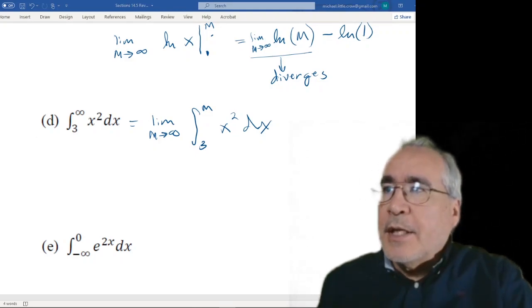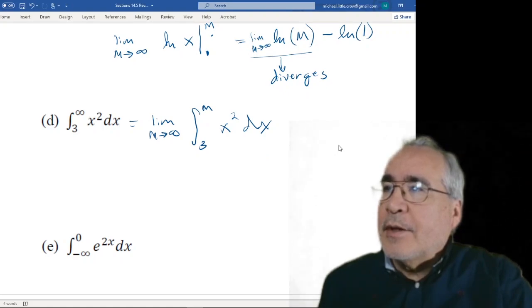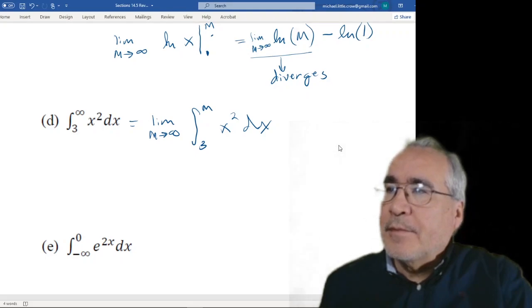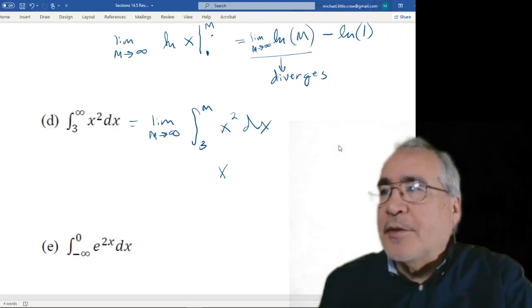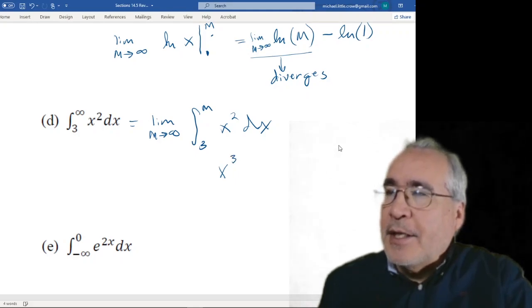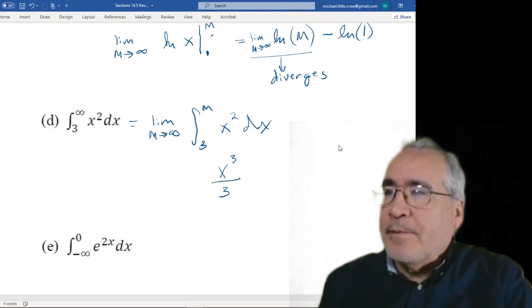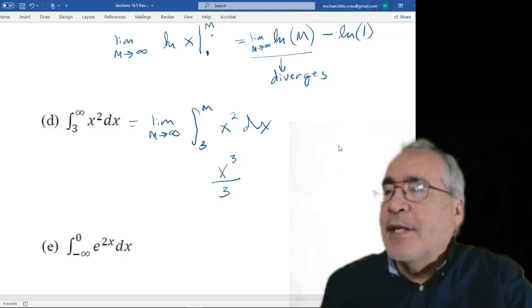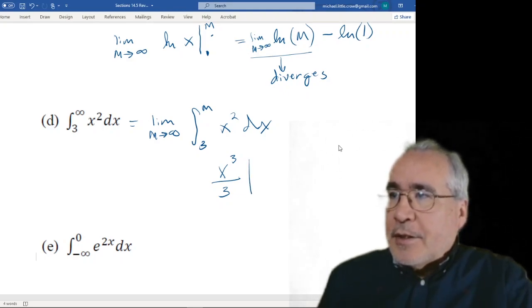So we'll just continue here with this x squared. We just have to add 1 to the exponent. So 2 plus 1, or 1 plus 2, either way gives us a 3. Remember, we always divide by the new exponent, because if you take the derivative, the 3 comes down, so that's going to cancel. And then we have our limits of integration.